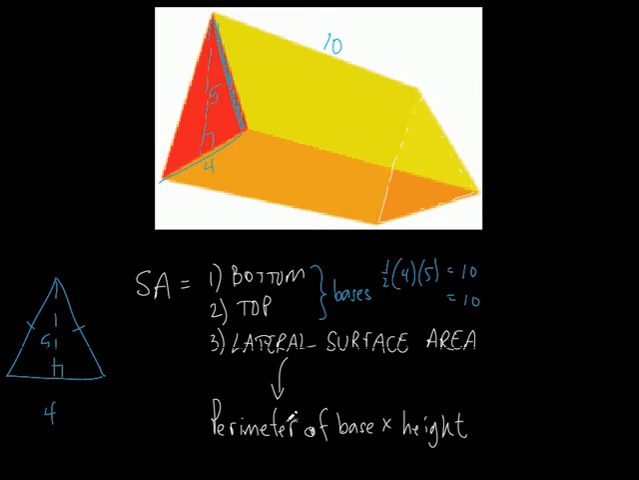I'm trying to find the perimeter of the base now, because I'm trying to find the lateral surface area. So I'm trying to find the perimeter of the base. So I want to find this bottom right here. I know that's 4. I just got to find these 2. All right, and with this information that's given, let's just say that these 2 are equal to each other.